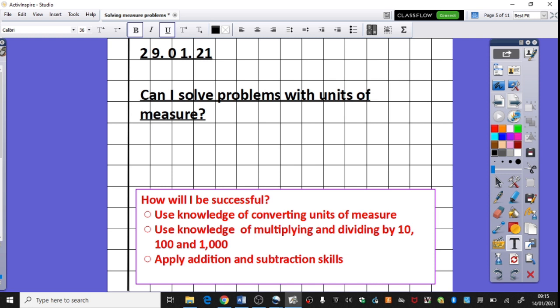We're going to obviously need knowledge of converting units of measure. We're going to need to develop that skill of multiplying and dividing by 10, 100 and 1000 in some cases. And we are going to need to apply the addition and subtraction skills that we have been working on over the past couple of weeks, and actually the whole year, to make sure we're drawing on the best method we can use to solve that problem.